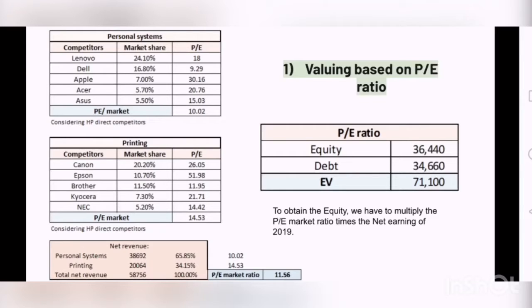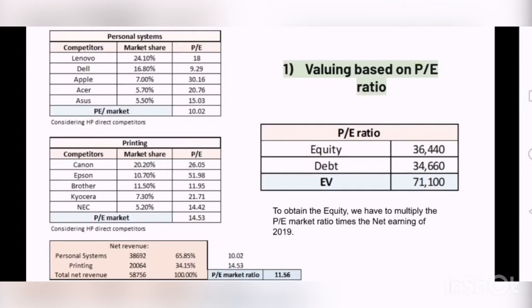Then, for the printing sector, we could find Canon, Epson, Brother, Kyocera, and NEC as main competitors of HP. So using Statista and Yahoo Finance again, we can obtain the market share and the PE for each of them. Then, we use the previous data obtained in the beta analysis. So then, we put the corresponding PE market to each sector of operation of HP. Using the same formula on Excel, we obtain the PE market ratio, and in this case it was 11.56.